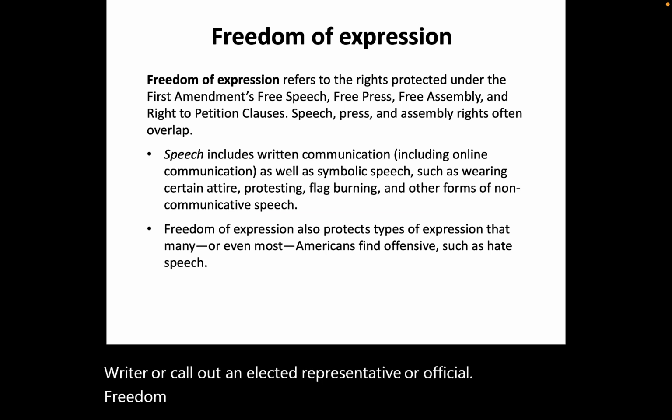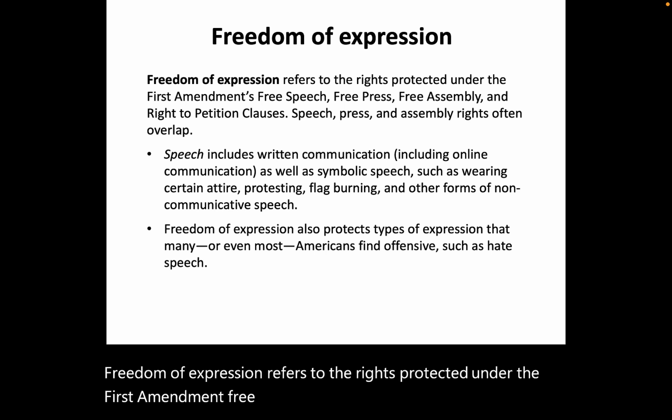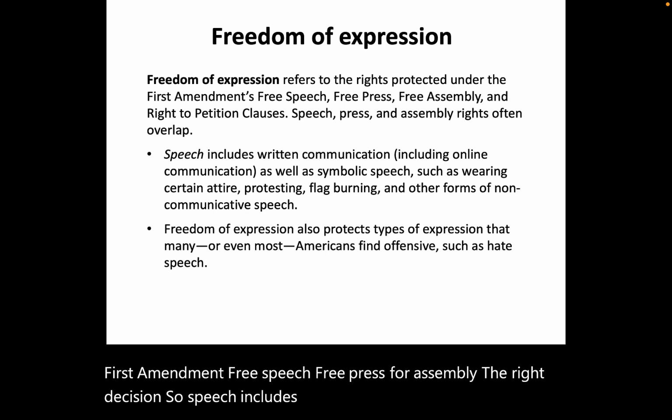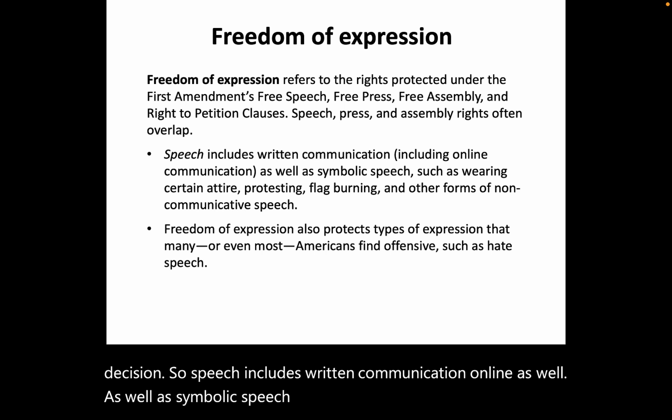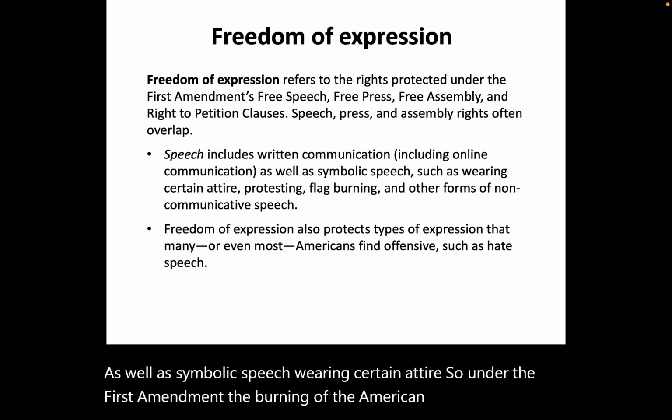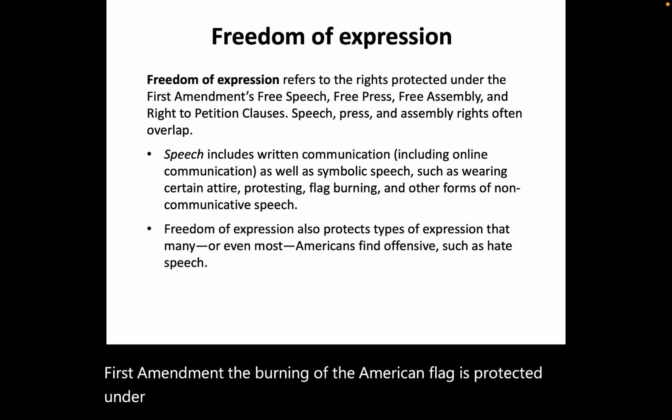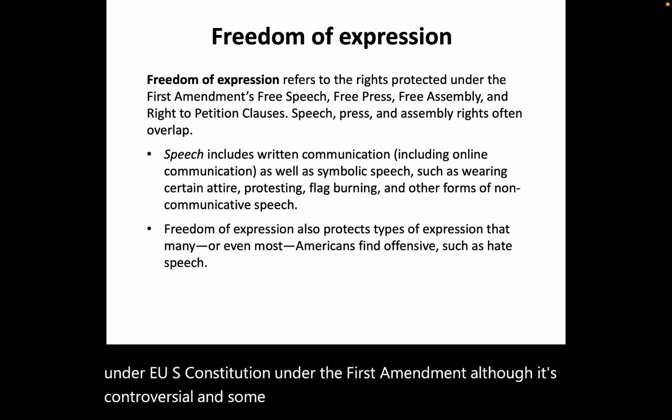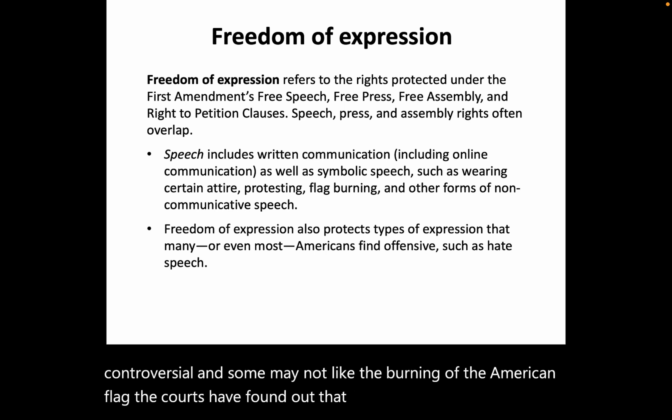Freedom of expression refers to the rights protected under the First Amendment: free speech, free press, free assembly, the right to petition. So speech includes written communication, online as well, as well as symbolic speech, wearing certain attire. Under the First Amendment, the burning of the American flag is protected under the U.S. Constitution. Although it's controversial and some may not like it, the courts have found that it is constitutional. So there's always a boundary.